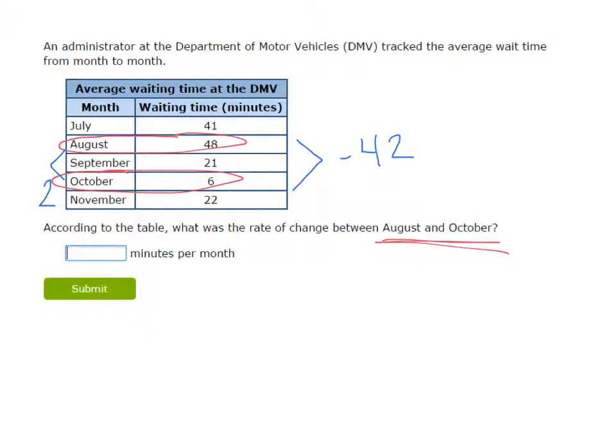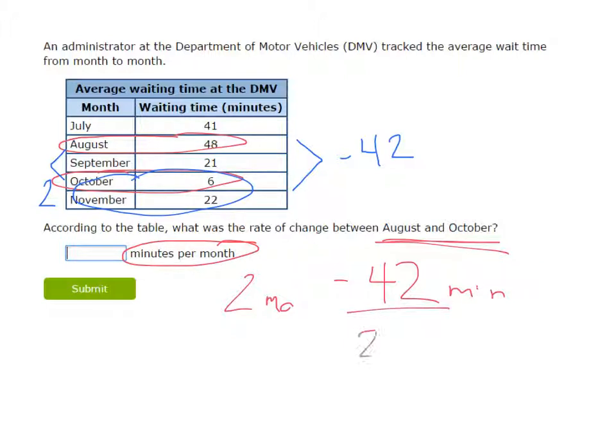And it matters here that we're going up or down for negative and positive reasons. So for example, if we would have gone from October to November, we would have said, oh, from 6 to 22 is plus 16, and kept it that way. But here, we have our two numbers as 2 and negative 42. So the 2 is for the months, negative 42 is for minutes. It wants you to find minutes per month, so we need to do minutes over the 2 months. You divide that out, you get negative 21. So that's what you type in your box here, is negative 21 minutes per month.